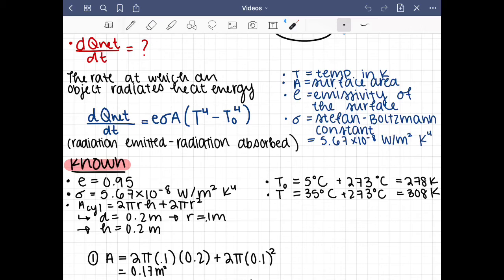So now we have everything that we need to solve this problem, and we just need to begin by finding what the surface area is, because that's the only value that we were missing to use this equation. So surface area, from this equation, is going to be 2 pi times the radius, which is 0.1 meters, times the height, which was 0.2 meters, plus 2 pi times the radius squared, and so we're going to get that the surface area is equal to 0.17 meters squared. And now we have all the values that we need to use this equation.